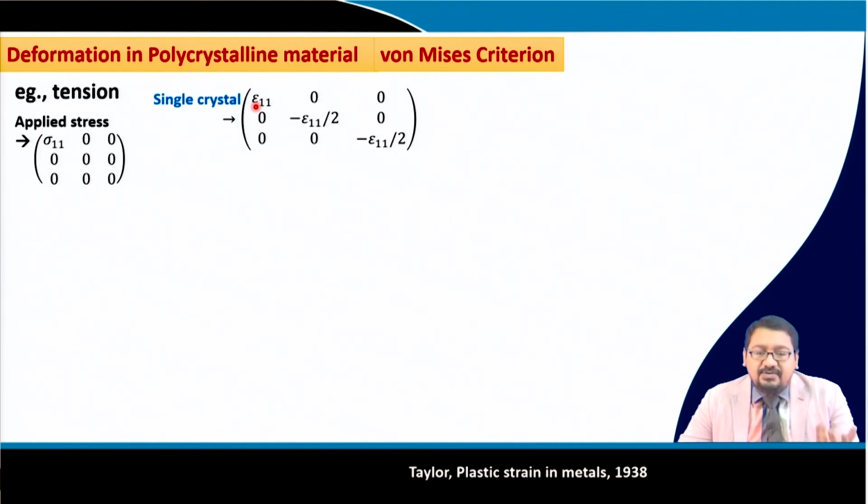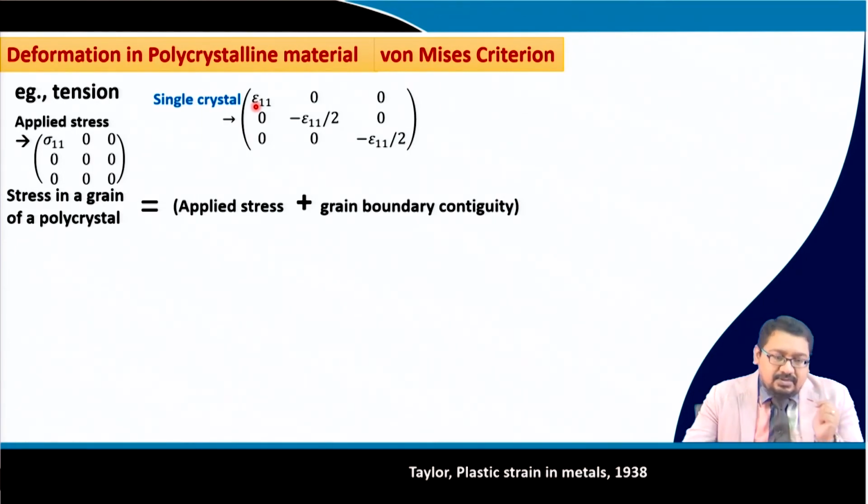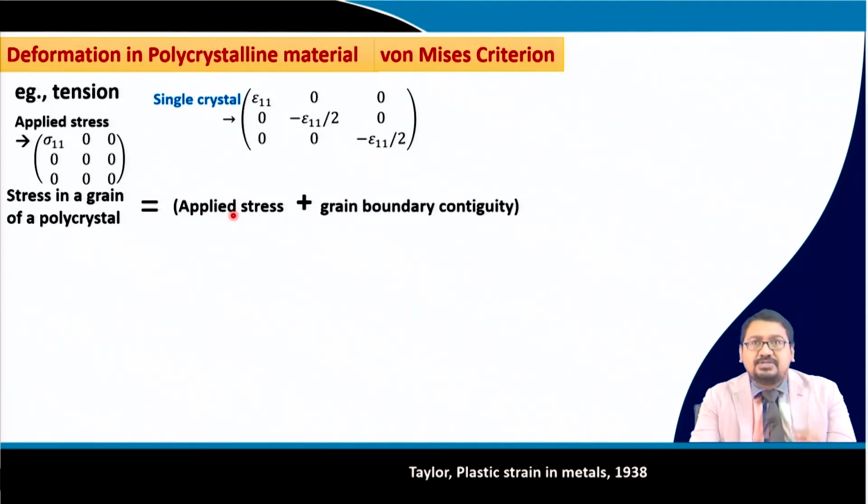However, in case of a polycrystalline material, the stress which is incorporated in a grain due to a simple tensile loading is equal to the applied stress, which is the simple tensile loading, plus the grain boundary contiguity.